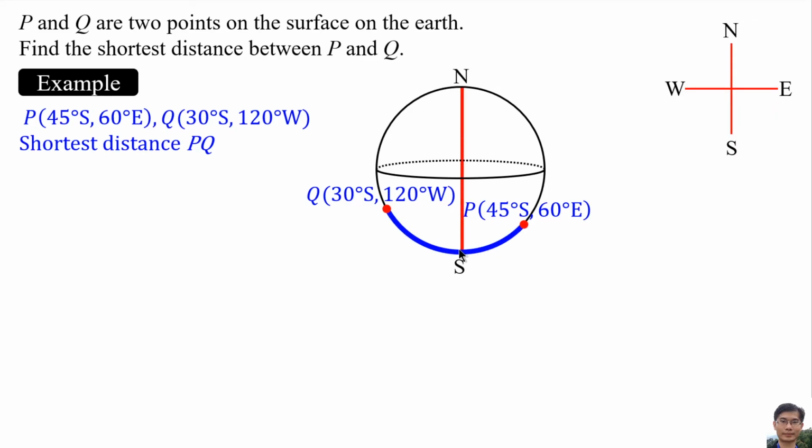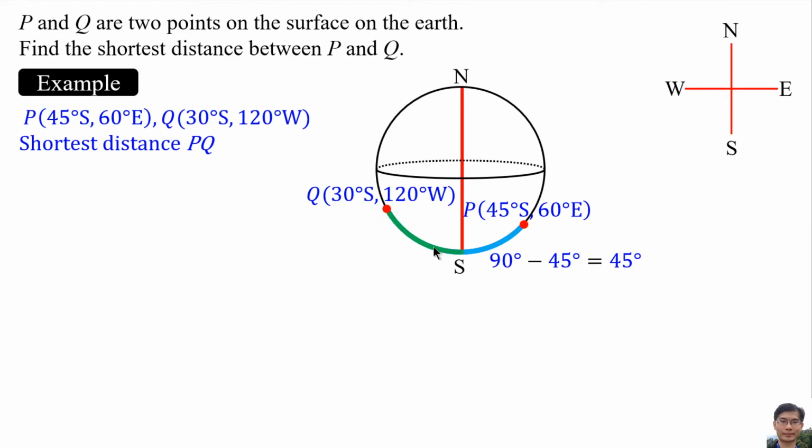From P to South Pole, the angle is 90 degrees, because from equator to South Pole is 90 degrees. And from equator to P is 45 degrees. So we need to find this angle. So 90 minus 45, and we get 45 degrees.